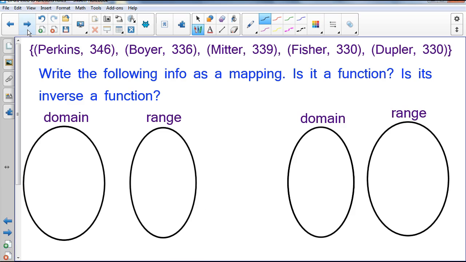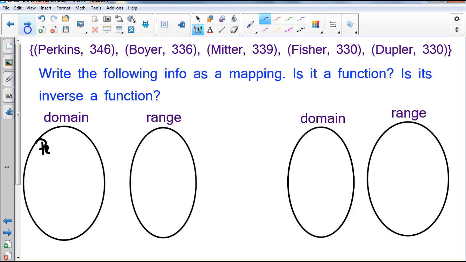Using the same relation, now we're going to write them as a mapping. Mappings are visual representations of functions. You have your x-coordinates or your domain in one oval, and you have your range in the other oval, and you use arrows to represent your function, which x goes with which y. The arrows will always point to the right, starting from the domain, ending at the range.